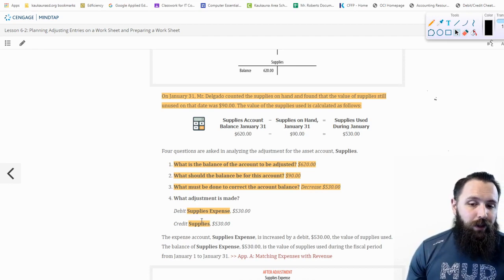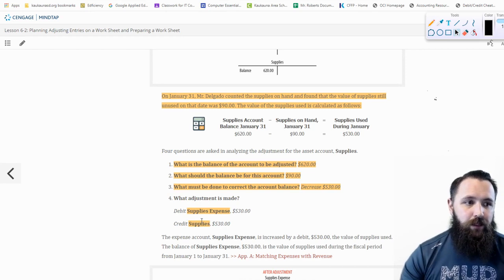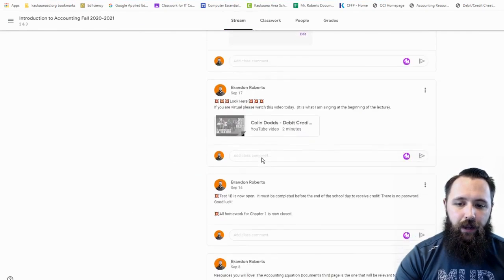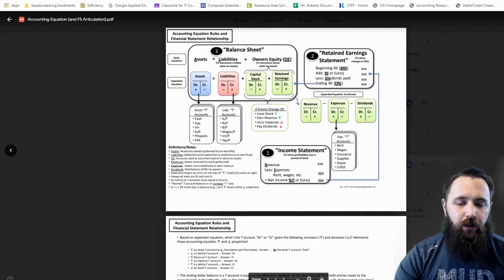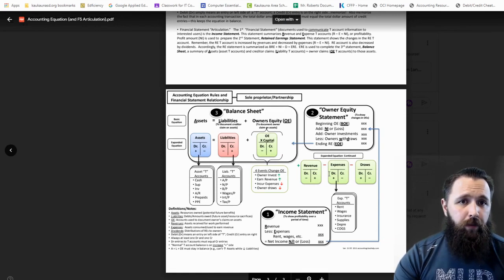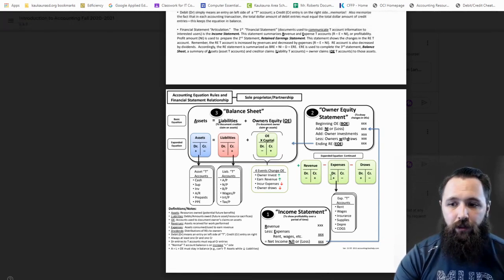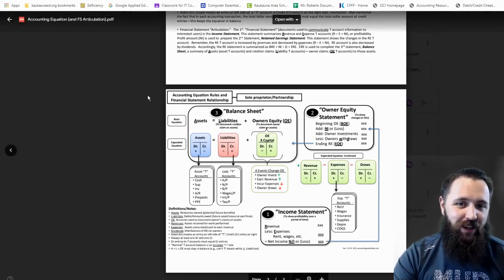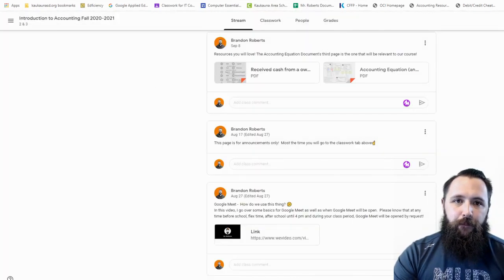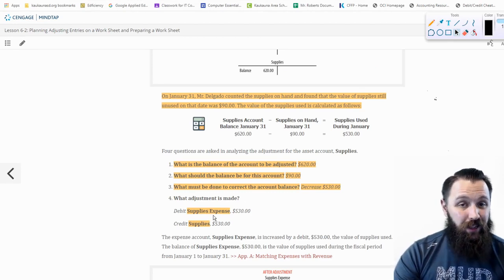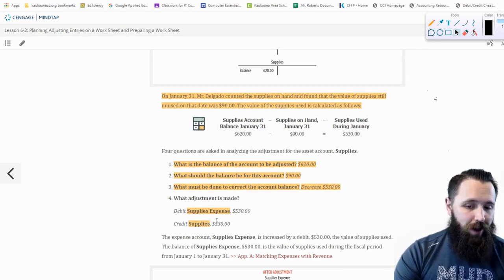Supplies expense here is going to be debited. We go up into our stream from that first day and we started looking at these. And remember, expenses have a normal debit balance. Make sure that you're referring back to this because we're coming right back to it, and we're going to need to know it. Expenses was one of those funny ones that has a normal debit balance even though it's on the right-hand side of the equation. So supplies expense is going to increase and it gets debited. Credit will decrease, so supplies will decrease. It's going to be credited.